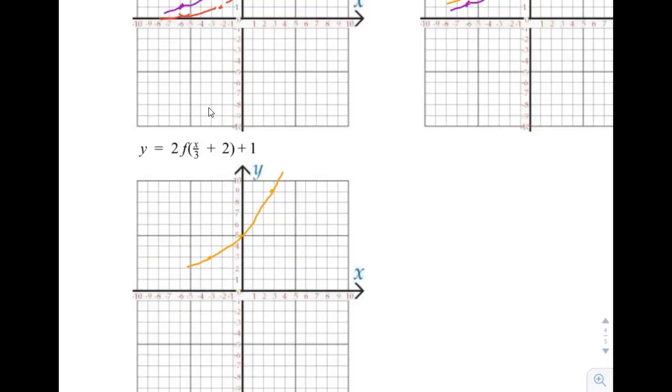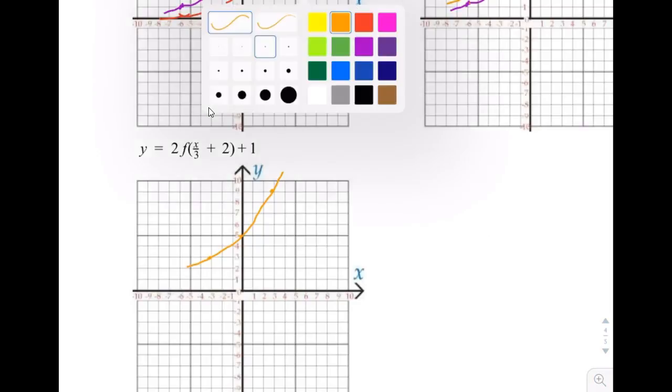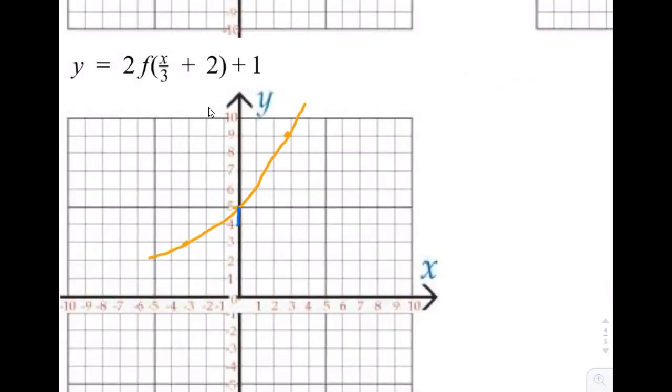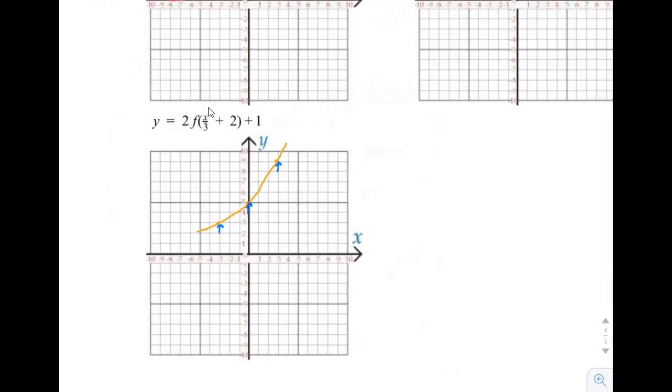Okay, so I can see that originally my orange function was at 0, 4. I went up 1 unit to 0, 5. Originally I was at 3, 8. Now I am at 3, 9. Originally I was at negative 3, 2, and now I'm at negative 3, 3. Okay? So I have moved the orange function up 1 unit because of that factor there.